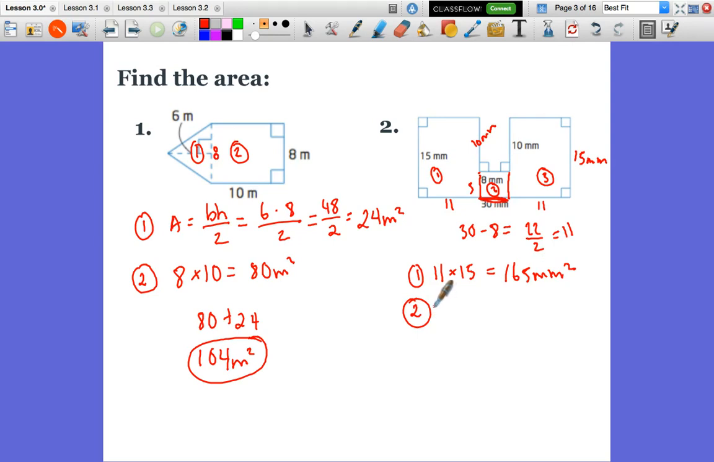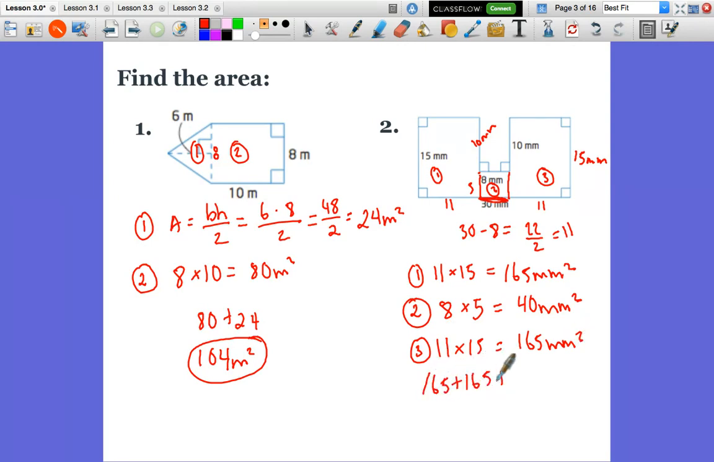What about here? I'm going to have 8 times 5. I can do that in my head. And then the third one is again 11 times 15, which is 165. So I could have also just multiplied that by 2. So 165 plus 165 plus 40 is going to be 370. Wow. 370, and don't forget your units, millimeters squared.